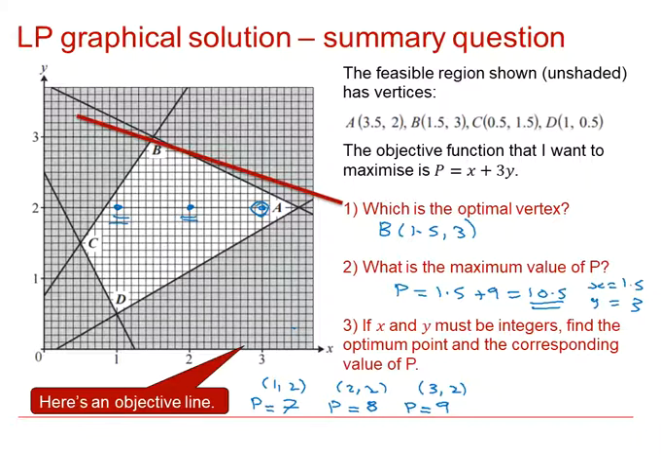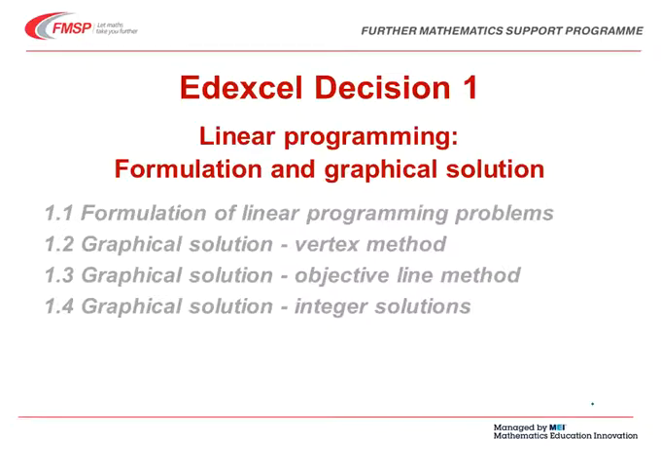So here the best solution on the graph is quite a distance from B. So our optimum integer solution is P is 9, and that occurs when x is integer 3 and y is integer 2. And that brings us to the end of formulation and graphical solutions.